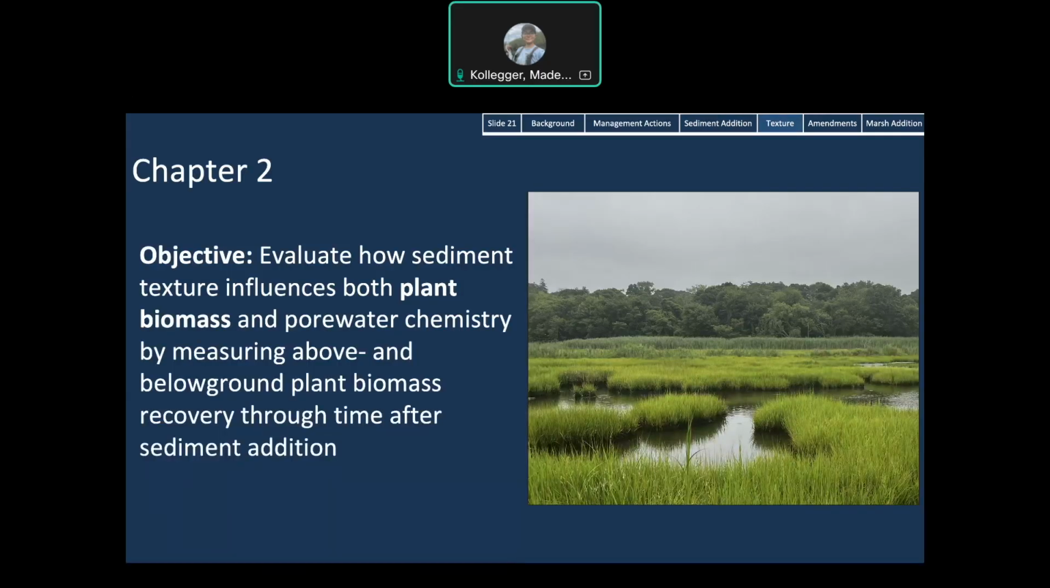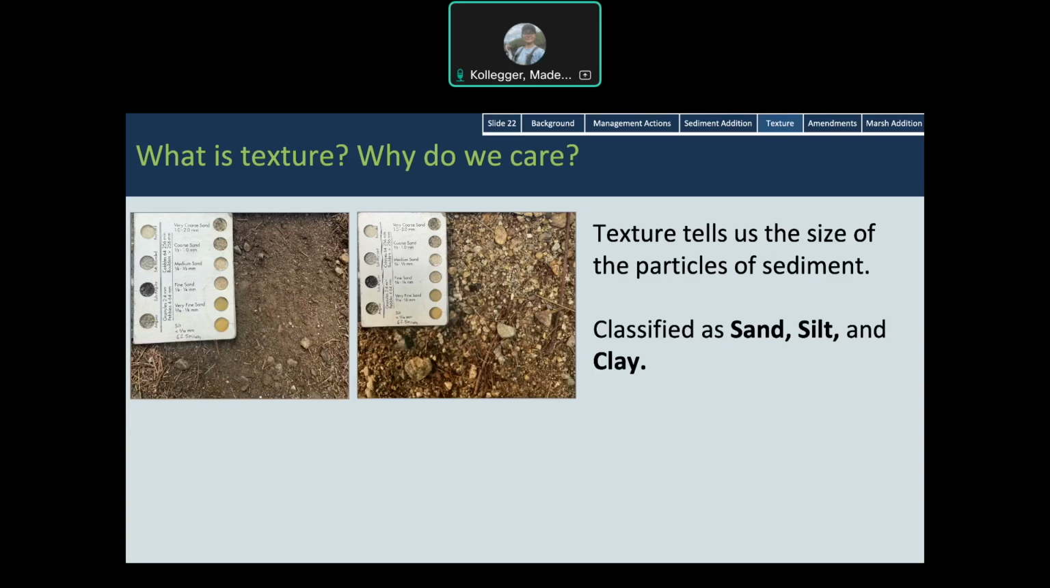And so that brings us to my second chapter, where the objective was to evaluate how sediment texture influences both plant biomass and pore water chemistry. And so what is texture and why do we care about it? Well, texture tells us the size of the particles of sediment. And in mineral soils, they're classified as sand, silt, and clay, where you can see a finer soil at the left and a gravelier soil at the right.